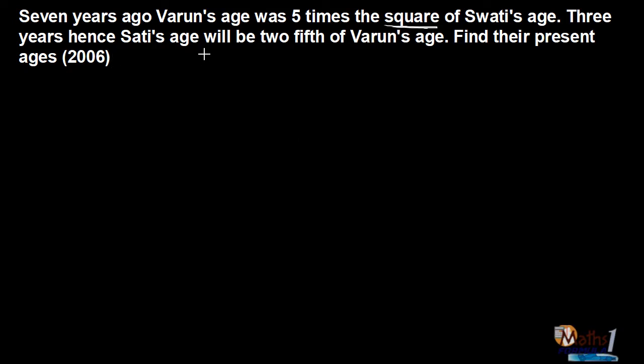So 7 years ago, Varun's age was 5 times the square of Swati's age. So that means we'll draw the table. I always do this. This is Varun's and Swati's age. I'll put current age or present age here, somewhere behind some years ago and some years later. That's exactly the table that I always use. It helps a lot, so that every time you read a sentence or a word, you write it down here. So according to this, they started with 7 years ago.